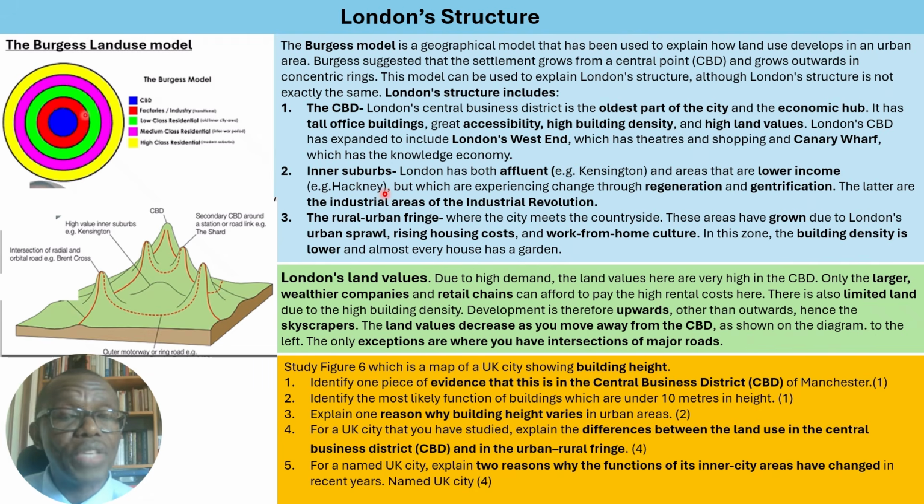Then the second part of the structure is the inner suburbs. So London has both affluent inner suburbs, those include Kensington, for example, and areas that are lower income. So an example here being Hackney. But Hackney, for example, and other similar areas are experiencing change through regeneration and gentrification. And the latter are industrial areas of the Industrial Revolution.